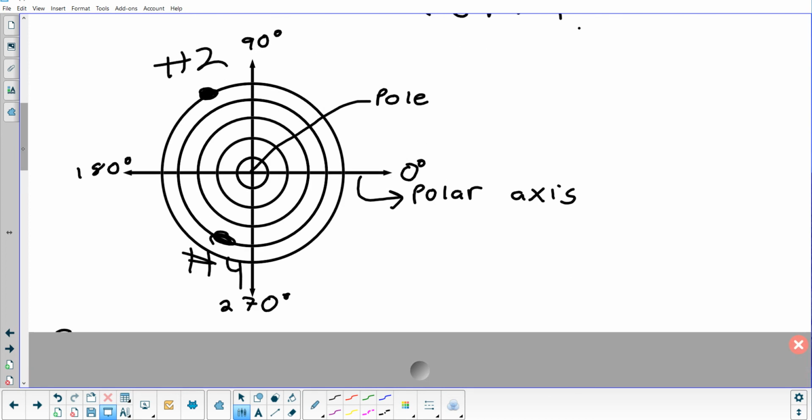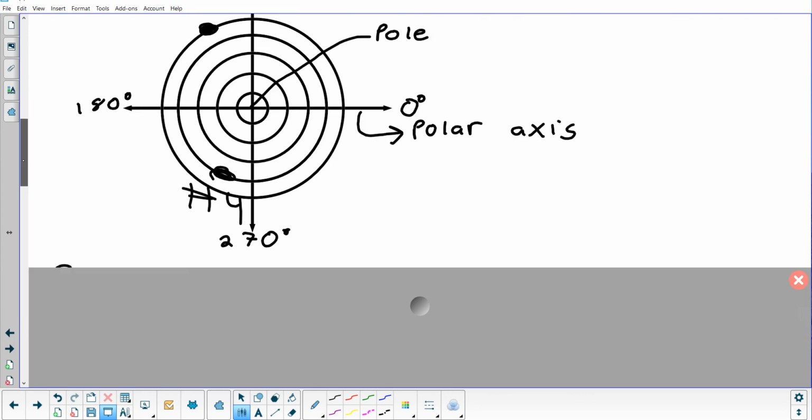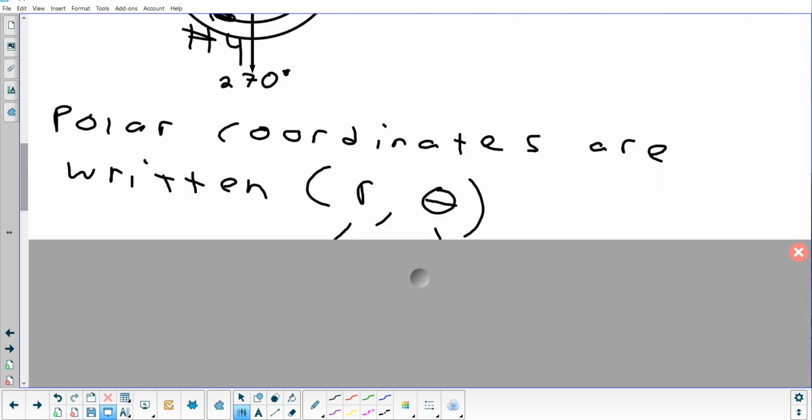So that's your graph. Okay. We're going to just start by graphing single points. Now, when you graph a polar coordinate, it doesn't use an x and a y value. It uses an r and a theta value. Okay, those are the 2 different values.